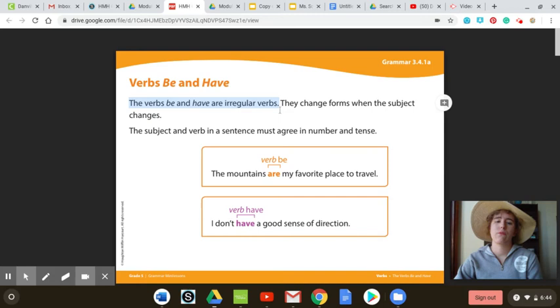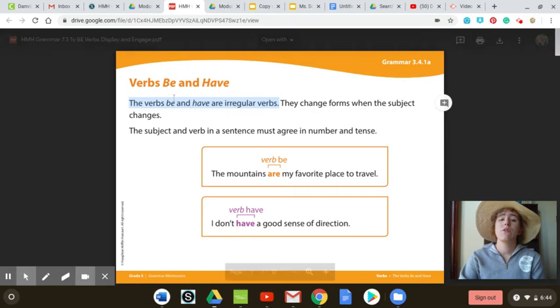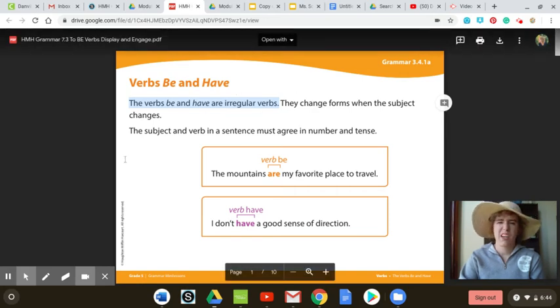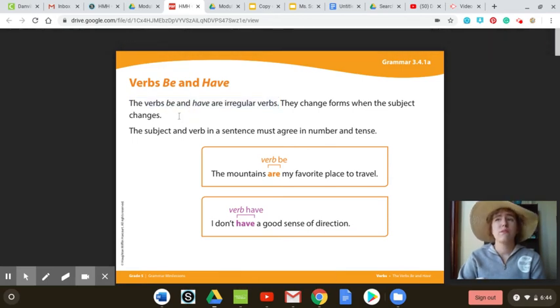So be and have are irregular verbs. The thing that makes them irregular is they're not verbs that you can add on to the end of them to make them work a certain way. Like, I jump, I jumped, I will jump. It's not like that. These are irregular verbs. They don't really follow the rules. They kind of do their own thing. They change forms when the subject changes, however. Okay, so we have to be cautious.